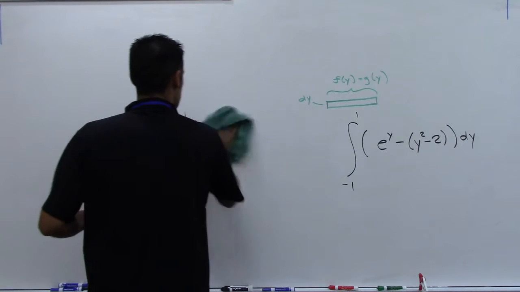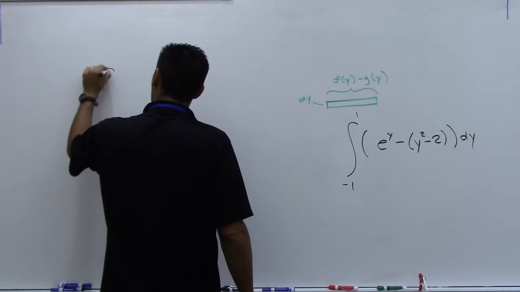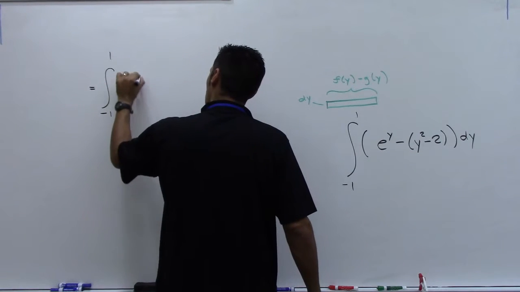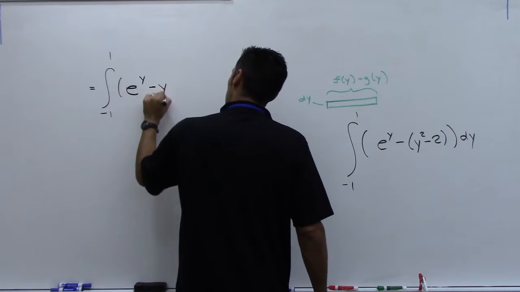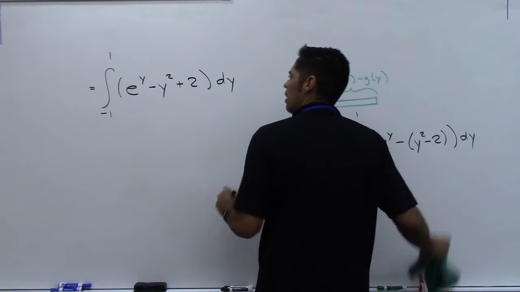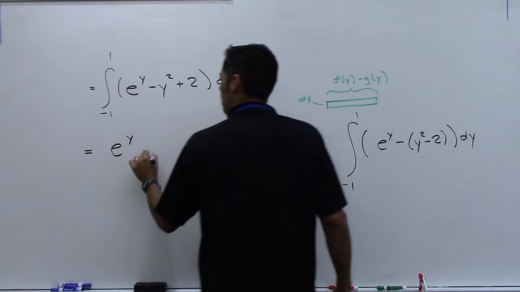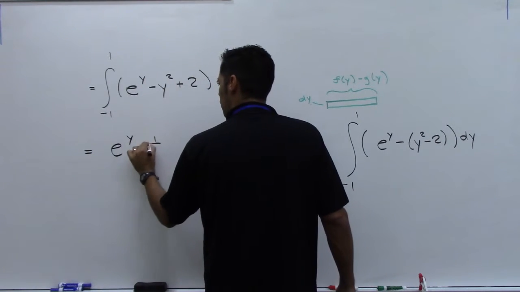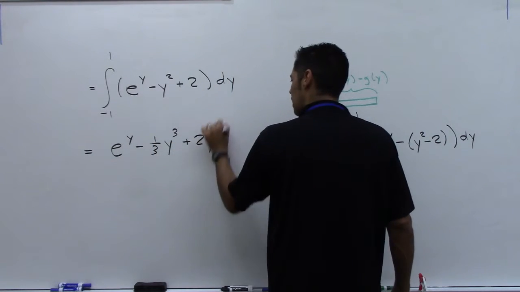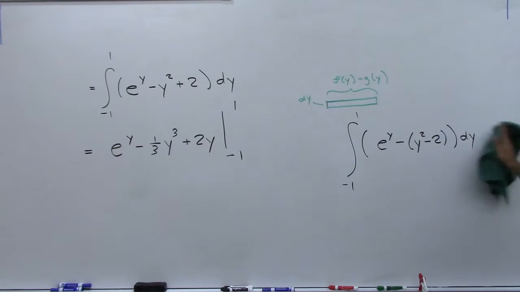Again, I'm not going to plug in the numbers at the end. I'm just going to do the integration. So I'll first distribute the negative through. So e to the y minus y squared plus 2 dy. Now I go ahead and take the antiderivative. Antiderivative of e to the y is itself. Antiderivative of negative y squared is negative 1/3 y cubed. Antiderivative of 2 is 2y. And I'm going from -1 to 1. And then I go ahead and plug in and do my subtraction.